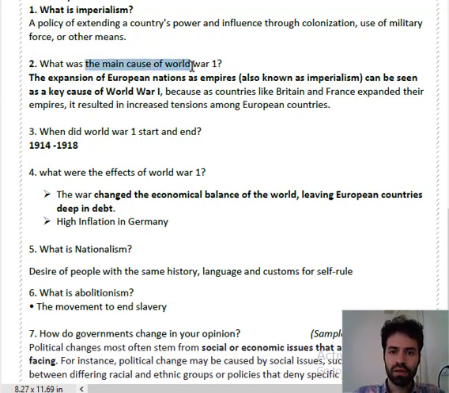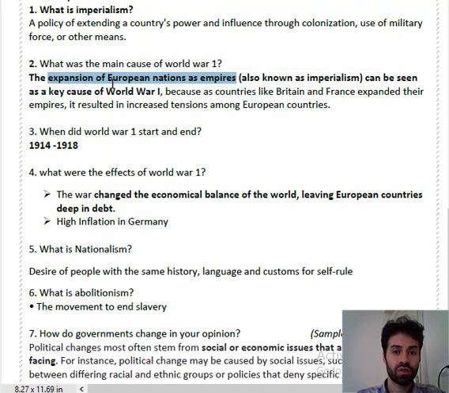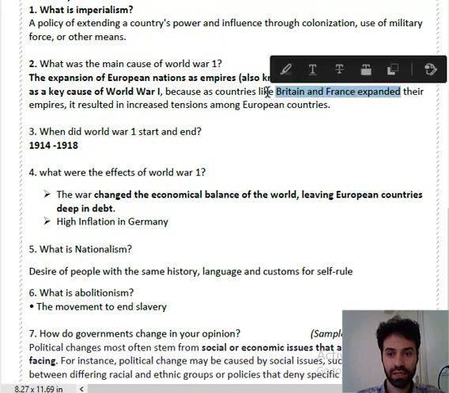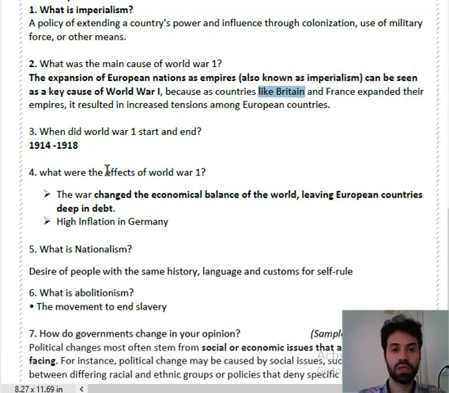What was the main cause of World War I? Actually, the expansion of European nations as empires. European nations at that time, each one was becoming an empire and also wanted to expand that empire, known as imperialism, can be seen as a key cause of World War I because many countries became strong, like Britain, like France at that time, and they really wanted to actually use other countries' resources too.